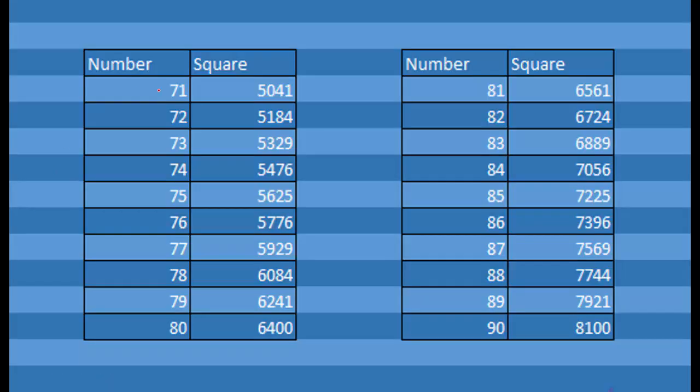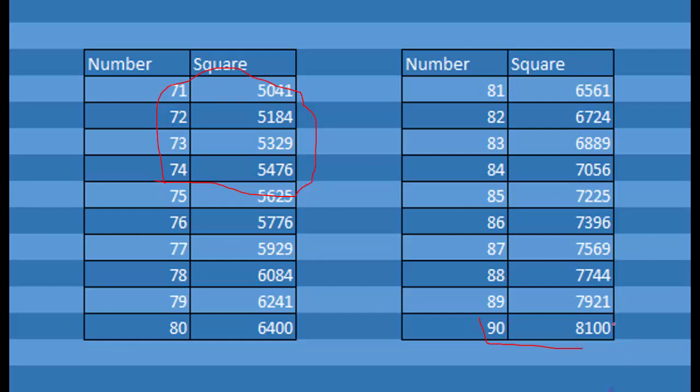Now 71. This is 5041. You can find this easily. We will discuss this number according to base 50, and numbers greater than 75 we will discuss in base 100. For example, here 90. This is 10 less than base 100.